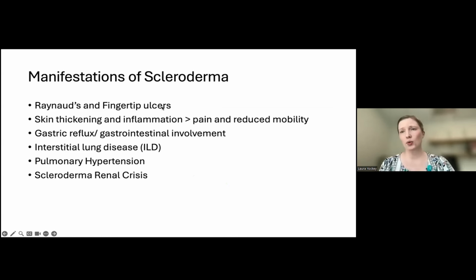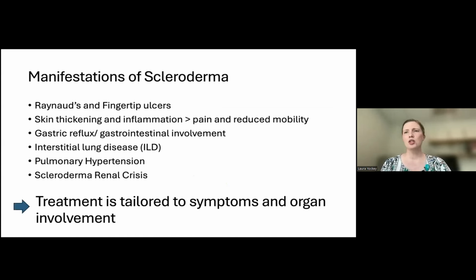So now I'm going to talk through some of the different manifestations of scleroderma and how they might present. And then talk about some of the treatments we use, which again, there is no one treatment for scleroderma, and all of the treatments are tailored to different symptoms and organs that are involved. So as I go through each, I'll talk a little bit about some of the treatments. And particularly, I'll emphasize more some of the behavioral and patient-centered things to manage some of these symptoms, and briefly overview some of the medications that we'll use too.